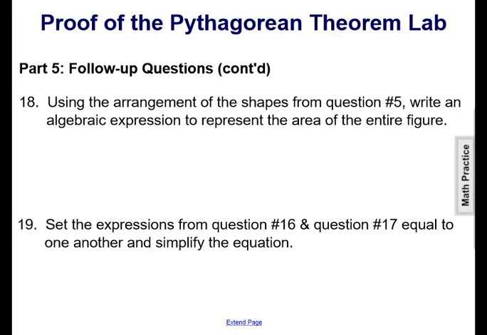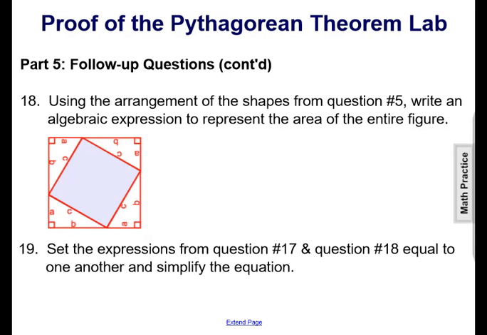Then we finally have questions 18 and 19. Question 18 says, using the arrangement of the shapes from question 5, write an algebraic expression to represent the area of the entire figure. So let's go back and look at our arrangement from question 5. The area we first found earlier in the lab for just the square in the middle was C times C, which is C squared. So that's part of the area. That would be C squared.